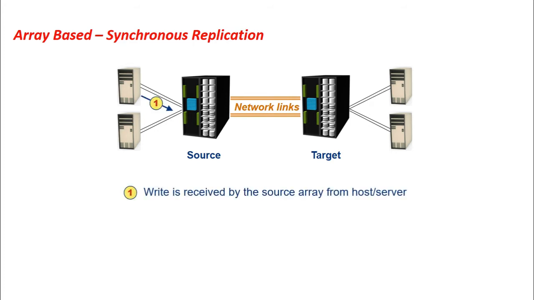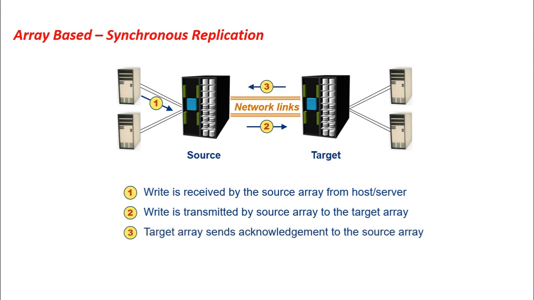As we can see, the write is received by the source array from the host or the production server. Immediately, the write is transmitted by the source array to the target array. Once the data is written, the target array sends an acknowledgement to the source array. The source array signals write complete to the production host or the server. These are the sequence of operations that take place in array-based synchronous replication.